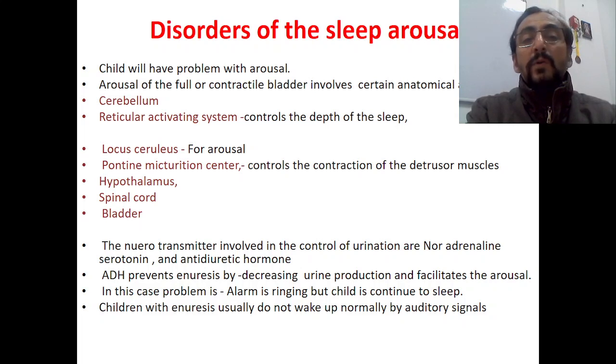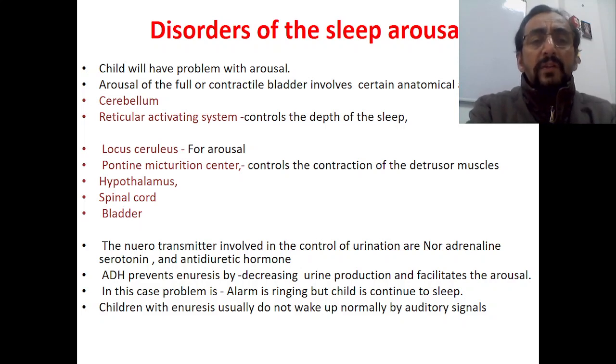Arousal of the full or contractile bladder involves certain anatomical areas of the cerebellum. That means this arousal reflex is actually mediated by some anatomical areas of the cerebellum. Even the reticular activating system is involved in this, which connects the basal ganglion area to the cerebral cortex in between. During sleep, this reticular activating system will be taking rest. Therefore there is no passing of sensations and motor signals, etc. So this is also considered to be involved in this particular pathology.